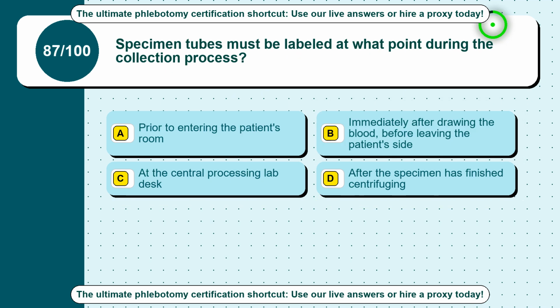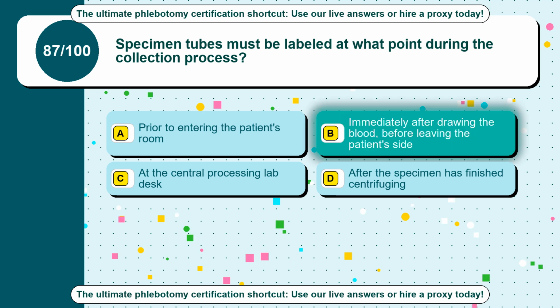Question 87. Specimen tubes must be labeled at what point during the collection process? Option A, prior to entering the patient's room. Option B, immediately after drawing the blood, before leaving the patient's side. Option C, at the central processing lab desk. Option D, after the specimen has finished centrifuging. The correct answer is option B, immediately after drawing the blood, before leaving the patient's side.